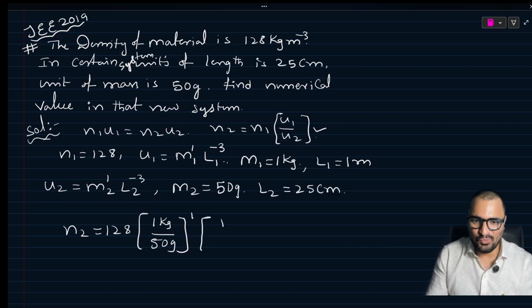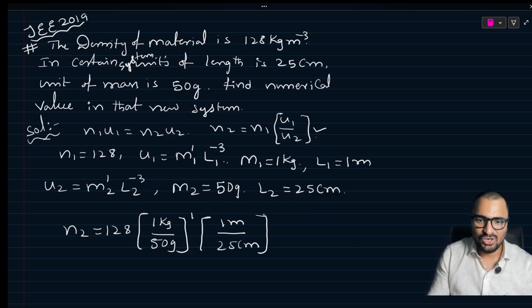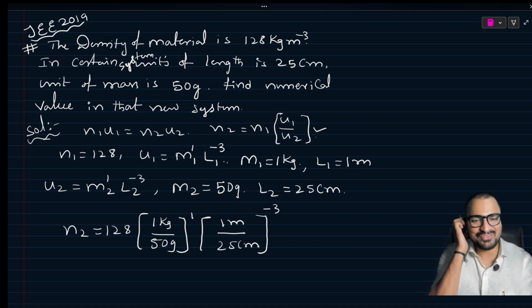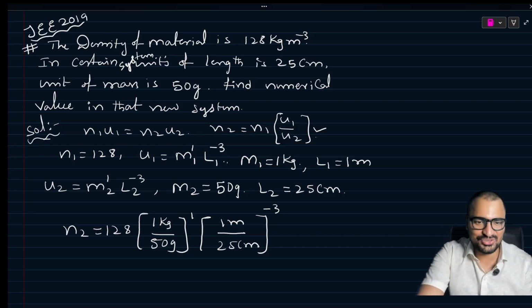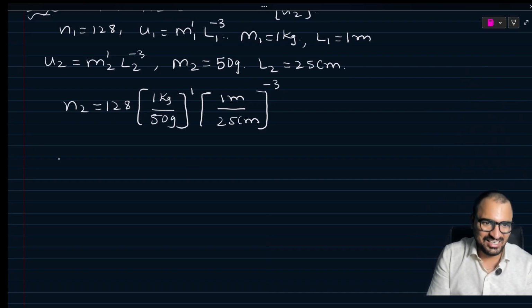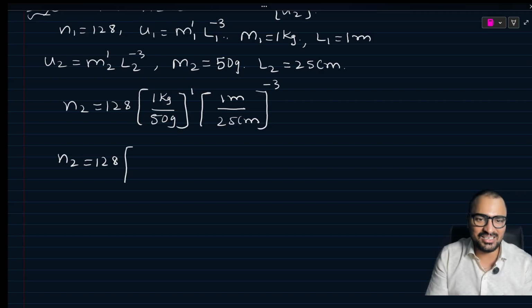Next, 1 meter by 25 centimeter whole power minus 3. Yeah, we have to convert kgs to grams, meter to centimeter. Let me see. N2 is equal to 128 times 1000 grams by 50 gram whole power 1.